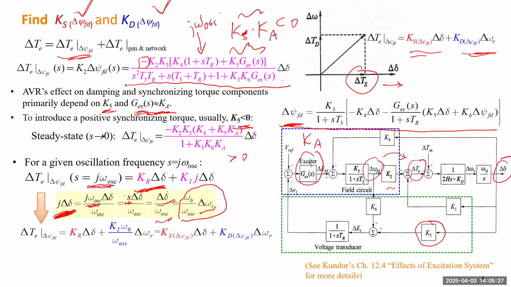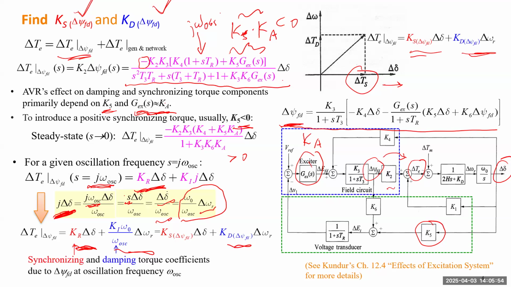Okay, so we get the conclusion. If we plug the oscillation frequency into that transfer function and do such a simplification, eventually we will get two items. The first item is the synchronizing torque. The second is the damping torque. And the damping coefficient is exactly the imaginary part multiplied by the synchronous frequency divided by oscillation frequency. Then we get the conclusion: we know the synchronizing and damping torque coefficients.